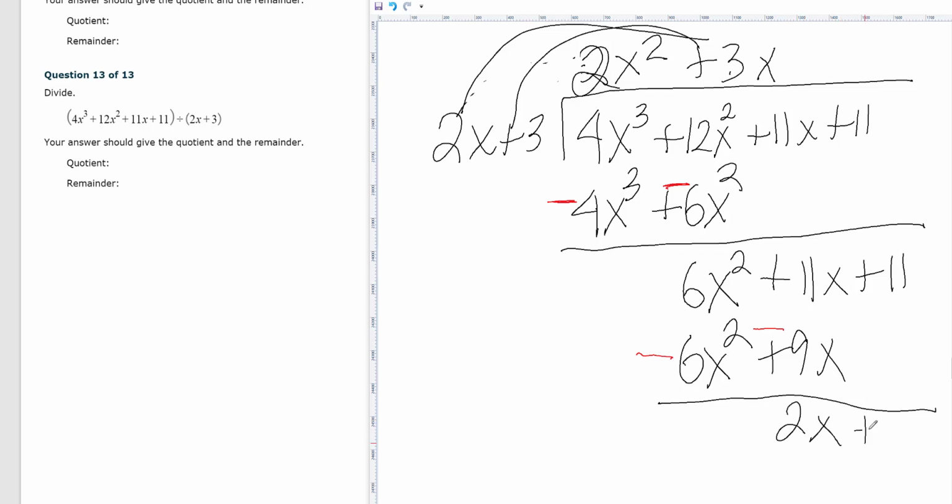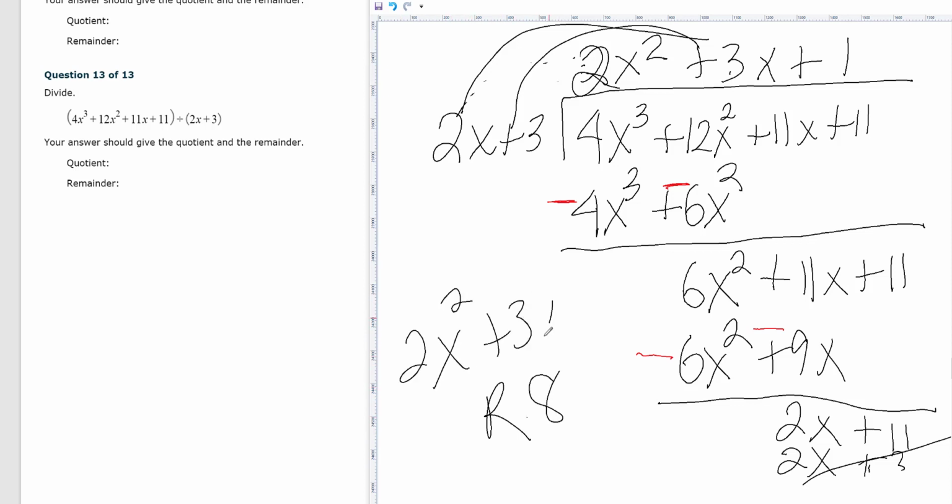2x plus 11. Then I'm going to divide. 2x goes into 2x one time. 1 times 2x is 2x. 1 times 3 is 3. Subtract, and I don't think you can see it there. My remainder is 8. So my answer is 2x squared plus 3x plus 1, remainder 8, or plus 8 over 2x plus 3. Either way is fine.